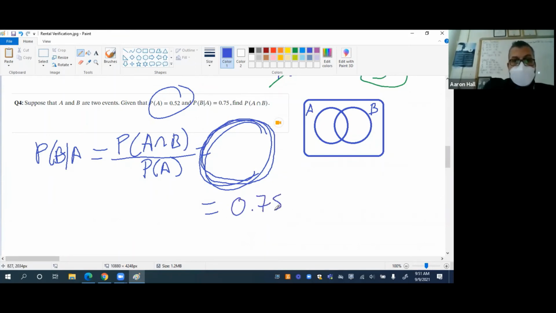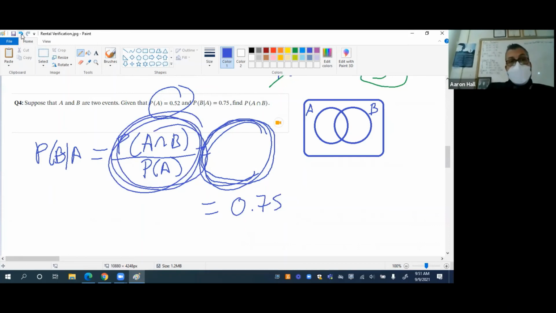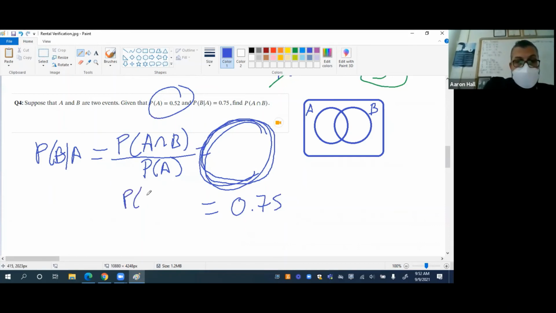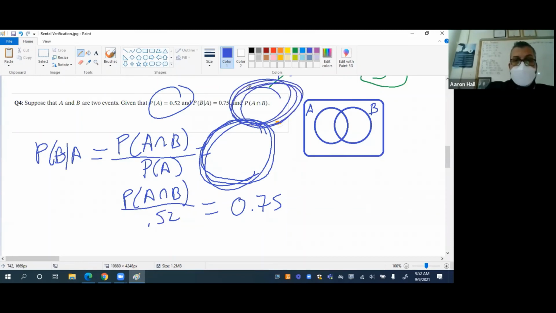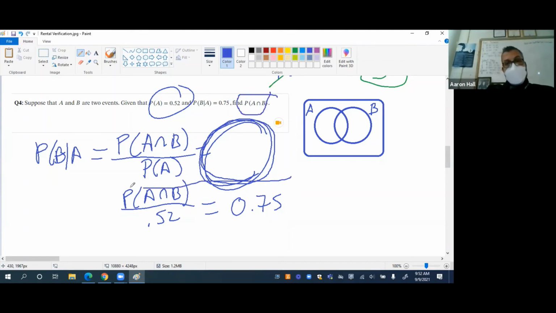And then, Grace, you were saying that I know something already here. I know the denominator, right? So I know the probability of A and B over the denominator of 0.52. And I'm trying to figure out the probability of A and B. So I'm trying to isolate this as my variable. How do I do that? What do I do to isolate this probability of A and B?